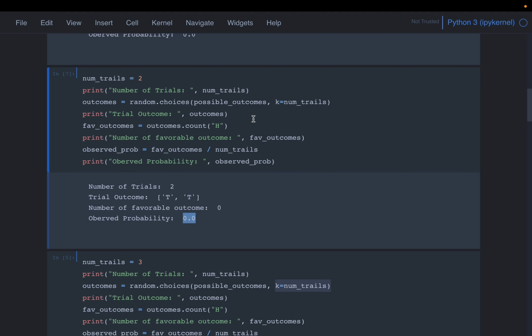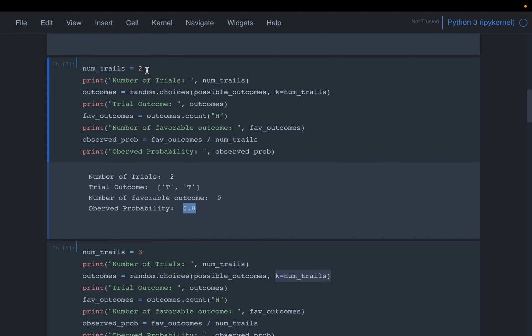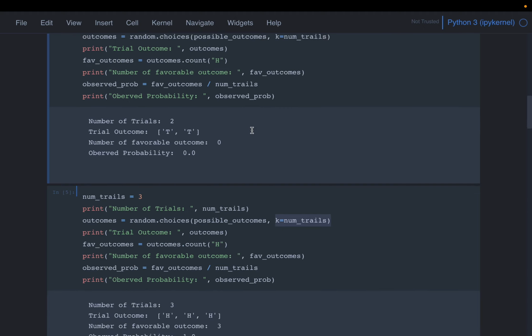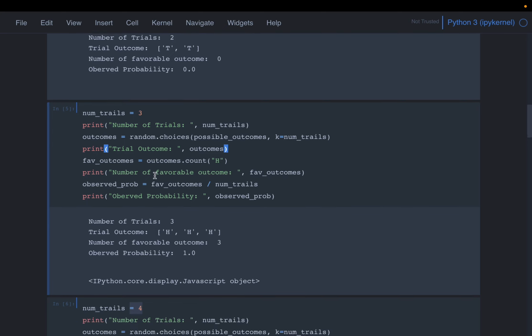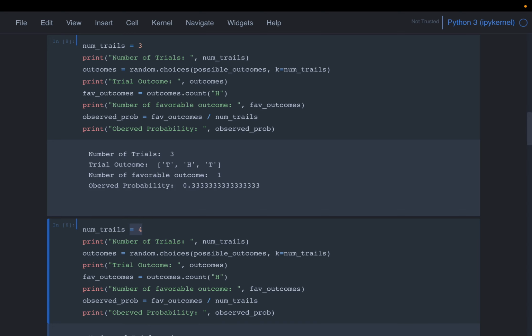So we should do the experiment enough number of times, or we should do enough flips, so that the probability doesn't change or remains fairly constant, right? So let's do the experiment 3 times. When we flipped the coin 3 times the first time, we got heads, heads, heads. Now this again says the favorable outcomes is 3, so the probability is 1. This is again not correct, right? So let's do one more time.